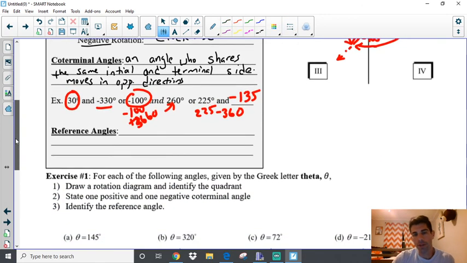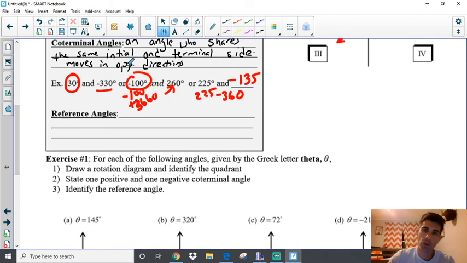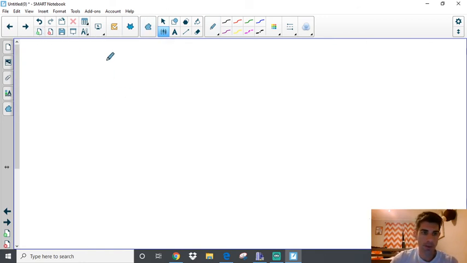Now we have a reference angle. I think it would be easier for me to show you what a reference angle is before we actually sit and write it down, because the definition is really weird and confusing. So let's say I drew an angle, and here's the angle right there.